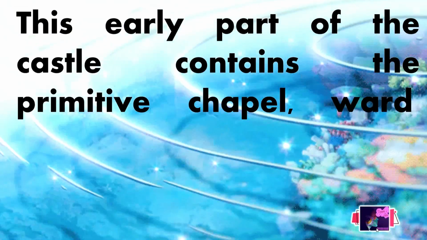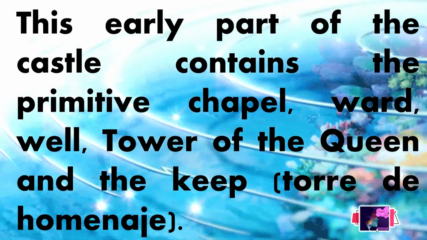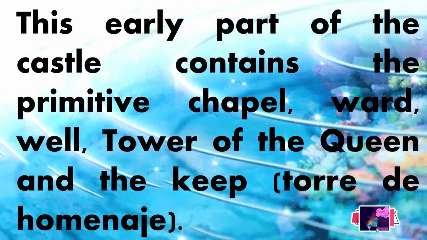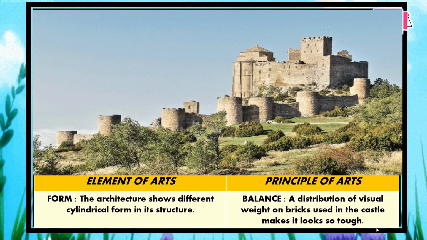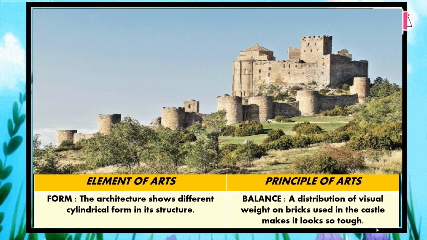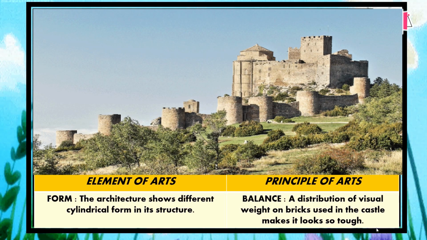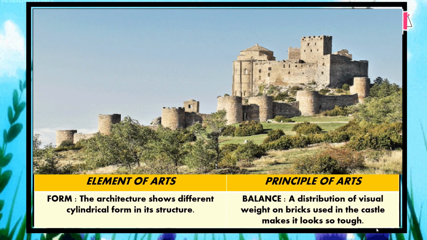This early part of the castle contains the primitive chapel, the well, the Tower of the Queen, and the keep, Torre de Homenaje. Let's now see the elements and the principles in this tower. For the elements, we have form. The architecture shows different cylindrical forms in the structure. There are a lot of cylinder shapes and forms in this architecture.